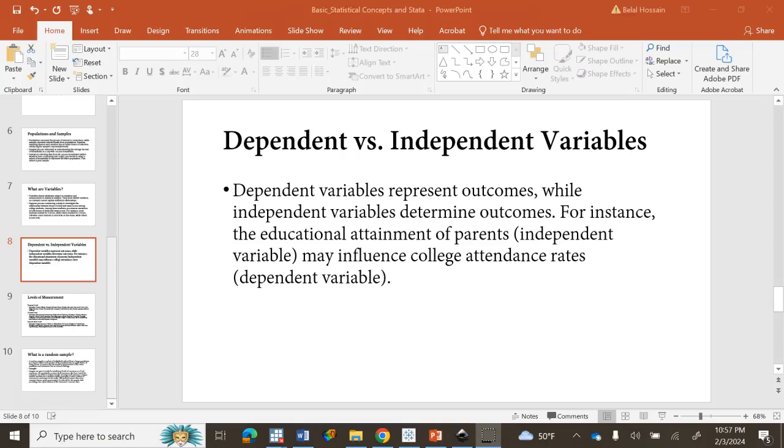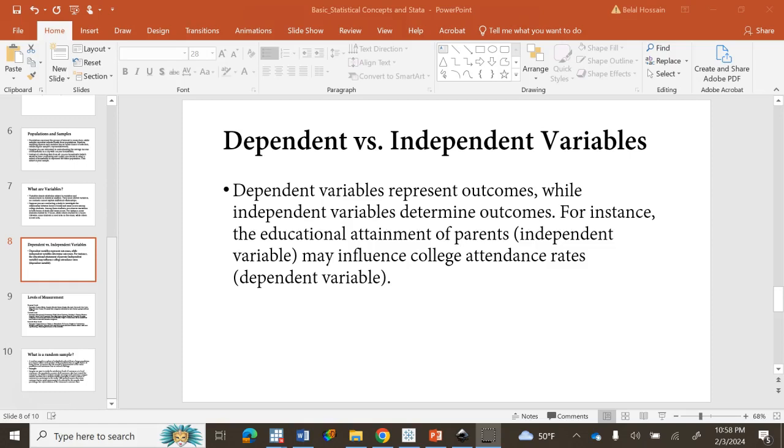I want to talk about dependent and independent variables in this tutorial. So what is a dependent variable and independent variable? Just think of these two terms in terms of outcomes and effect, and the causes or the influencer. So the one that is influencing is independent, right? And the one that is being influenced, that is dependent.